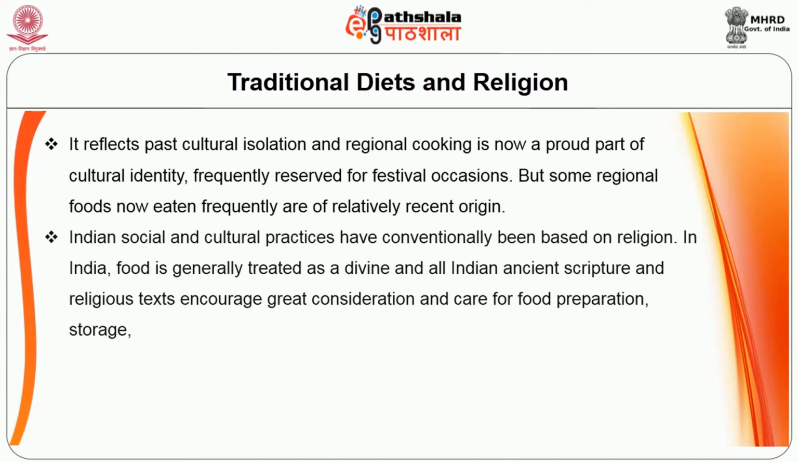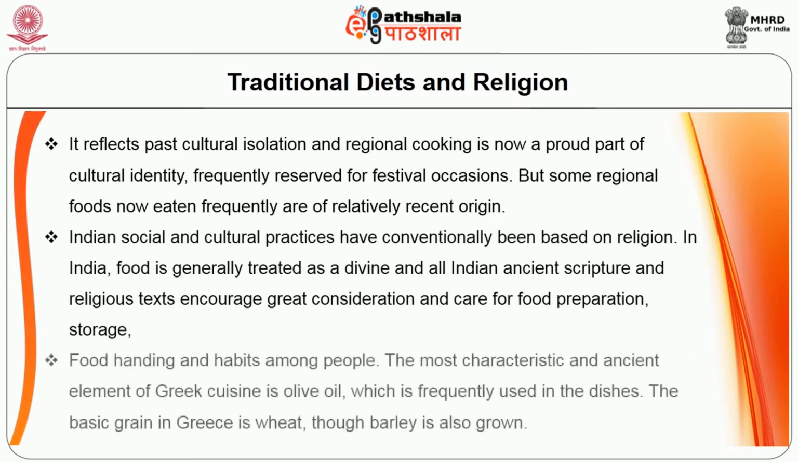For example, Indian social and cultural practices have conventionally been based on religion. In India, food is generally treated as divine, and all Indian ancient scriptures and religious texts encourage greater and greater contribution and care for food preparation, storage, food handling and habit among the population, and always food is considered as divine. The most characteristic and ancient element of Greek cuisine is olive oil, which is frequently used in all dishes. The basic grain in Greece is wheat, though barley is also grown in the place.